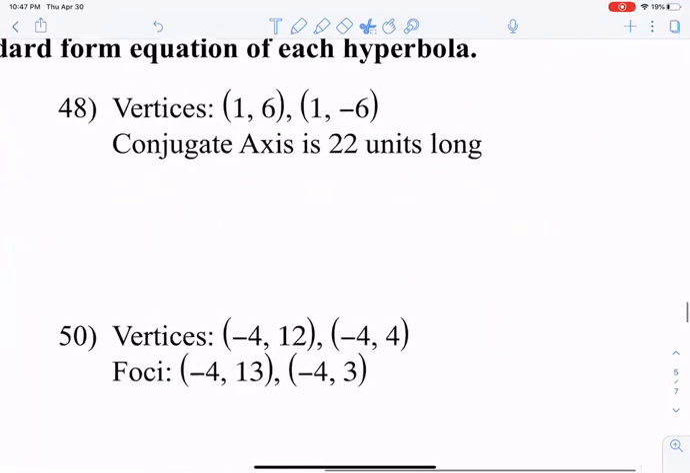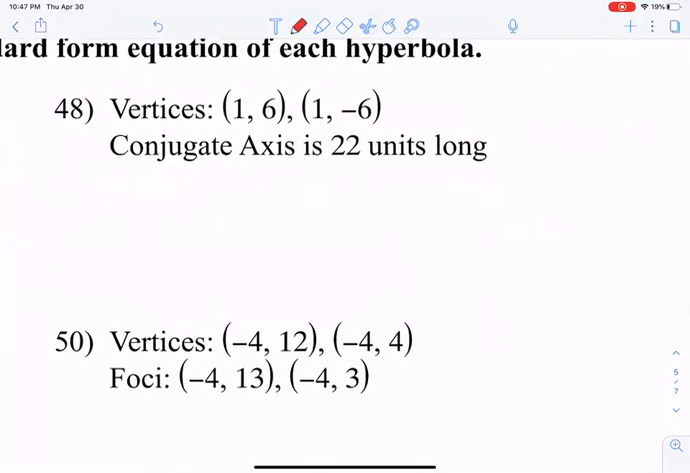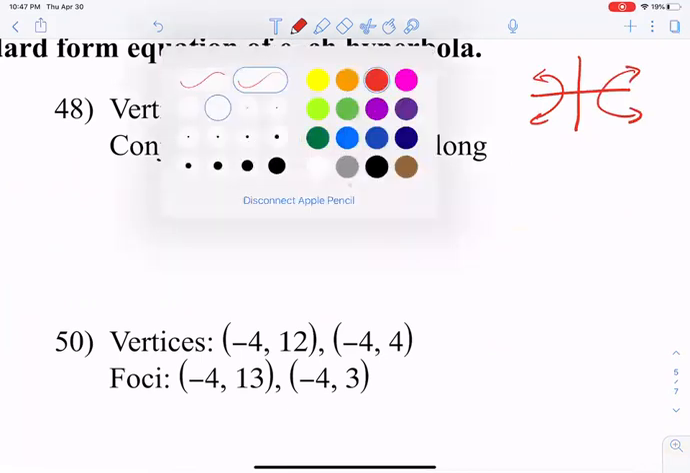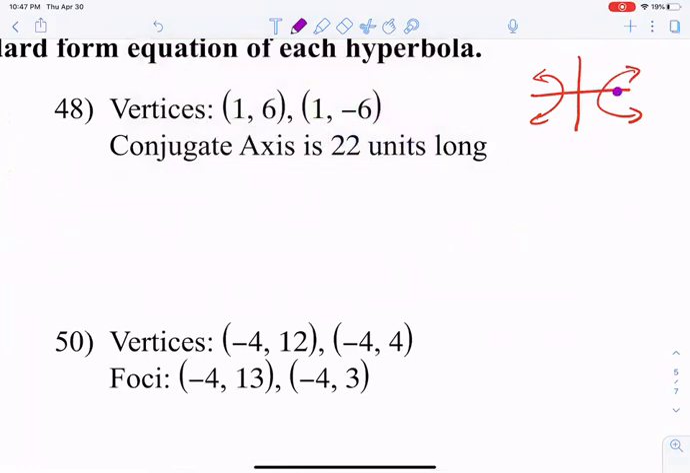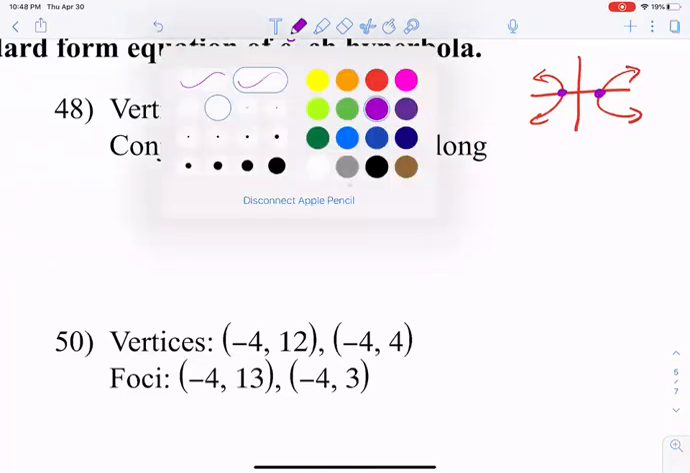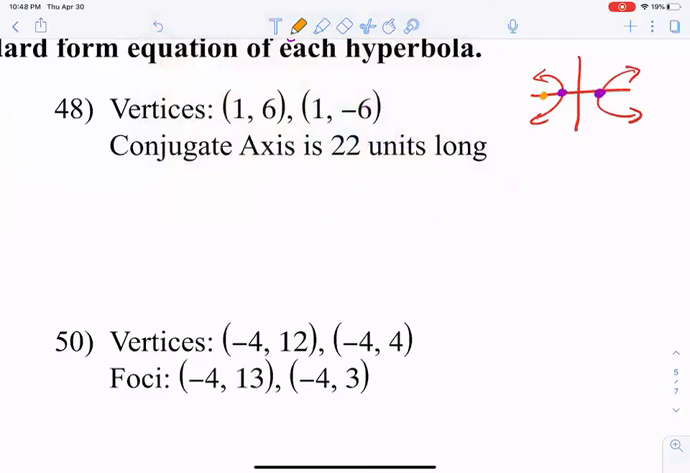Okay, next problem. They give me the vertices. You have to be careful here because the vertices are on the hyperbola. If you have a horizontal transverse axis, your c value would be here, right? I'm sorry, this is the foci. The vertices are here. This will be one vertex and this will be the other one. Here, the foci will be here, right?